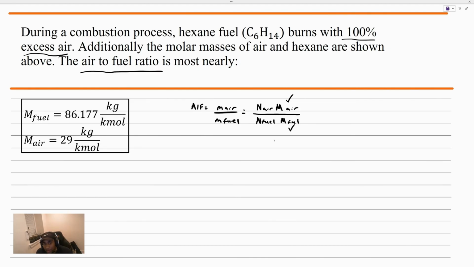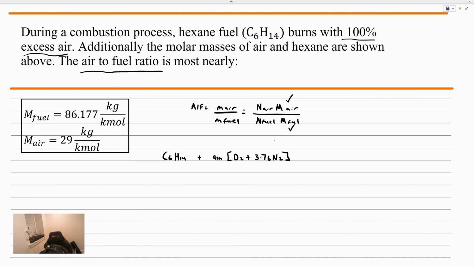How we find that molar ratio that we need is by looking at the stoichiometric combustion equation and then incorporating the excess air afterwards. If we write down exactly what the combustion equation is, for hexane, we have some amount of fuel, C6H14, is burned with some amount of air. Now, air is just oxygen plus 3.76 nitrogen.